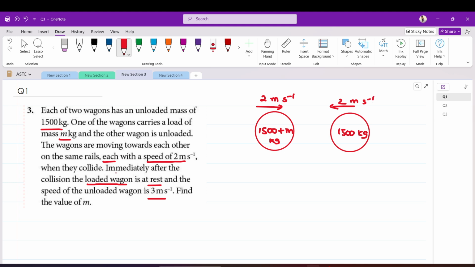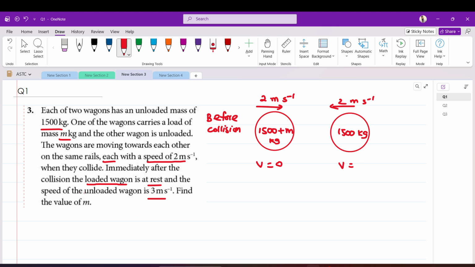Then it says immediately after the collision. So this is the situation before collision. Now after collision, what happens? After the collision, the loaded wagon is at rest. So that means v is equal to 0 over here. So this is the loaded one that comes to rest, and this one we don't know. Or actually we do know.